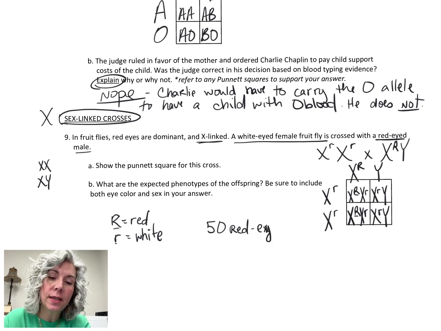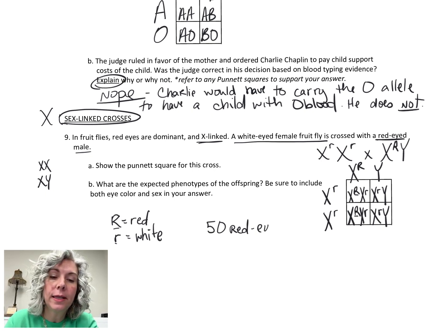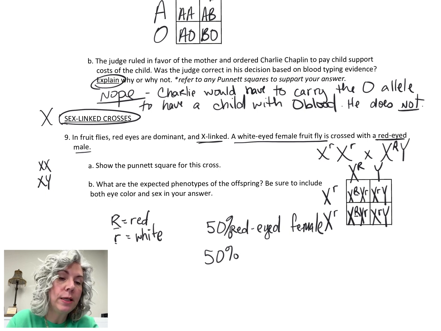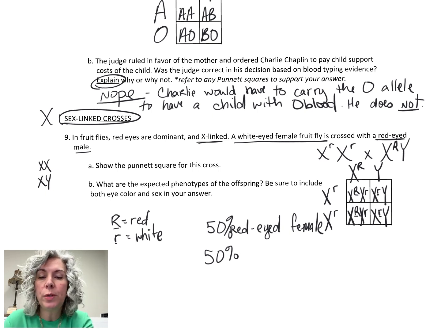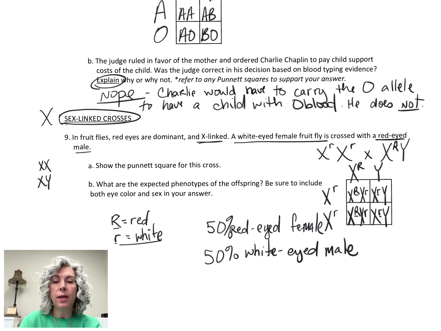So I'm going to have 50% red-eyed female. And then put a percent, not 50 flies, 50% of the flies. And then 50% are going to be lowercase r with the Y, which we said was white. So 50% white-eyed male.